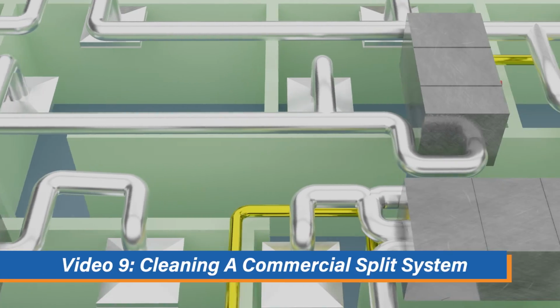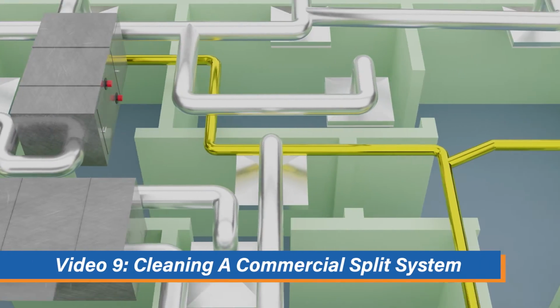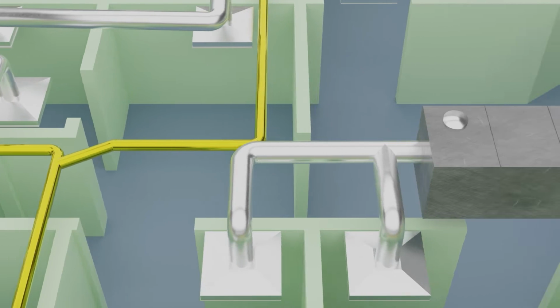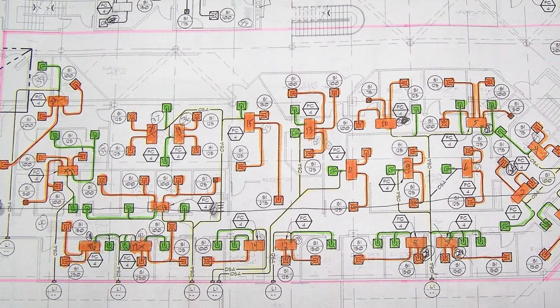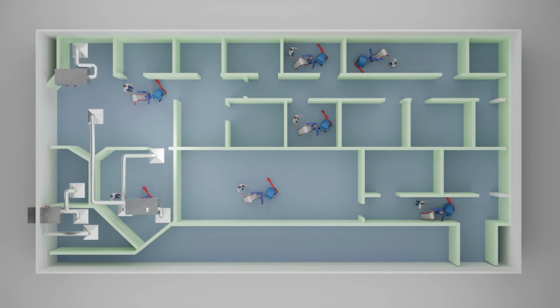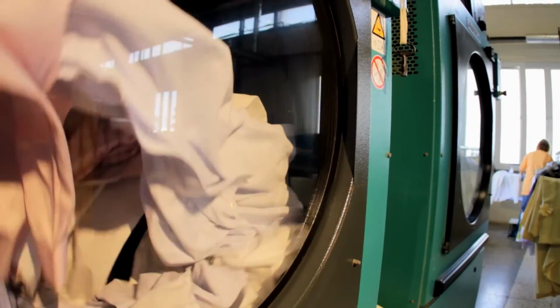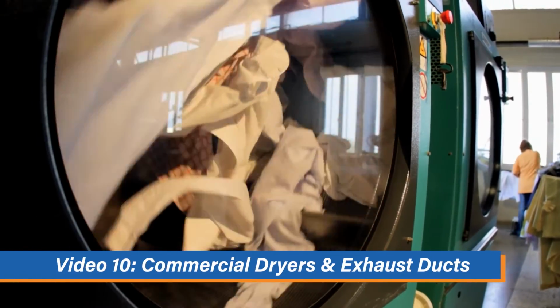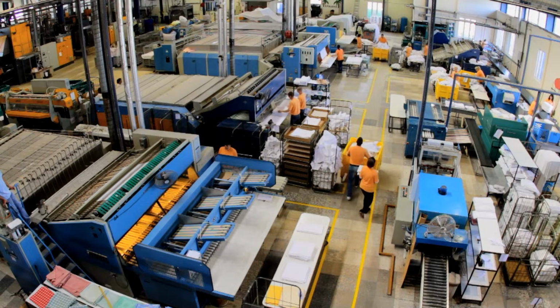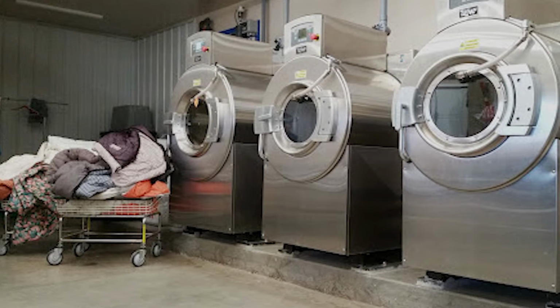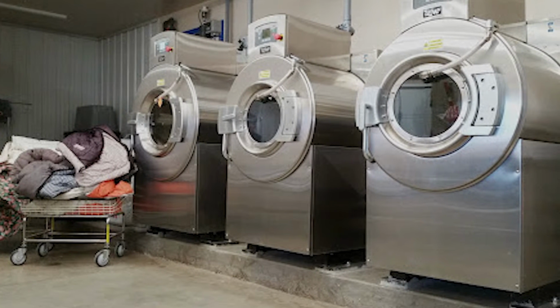Our next lesson is cleaning a commercial split system. These are compact, individual systems that target specific areas in the building. Our 10th video covers commercial dryers and exhaust ducts. These can be very profitable jobs you may want to pursue.